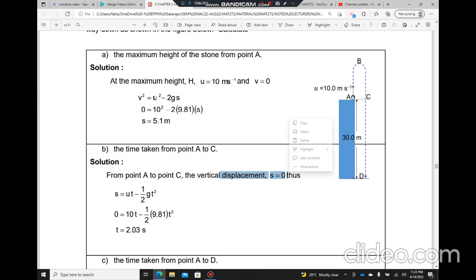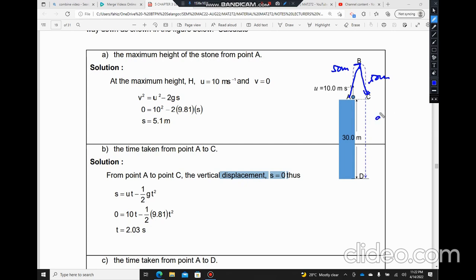Kalau distance maksudnya kalau A ke B, contohnya A ke B 50 meter, B ke C 50 meter. So kalau distance, dia akan jadi 100 meter. Tapi kalau displacement, dia akan jadi 0. Okay, 0, why? Because yang ni dia ke atas, so 50 meter dia positif, then dia turun ke bawah 50 meter dia negatif.